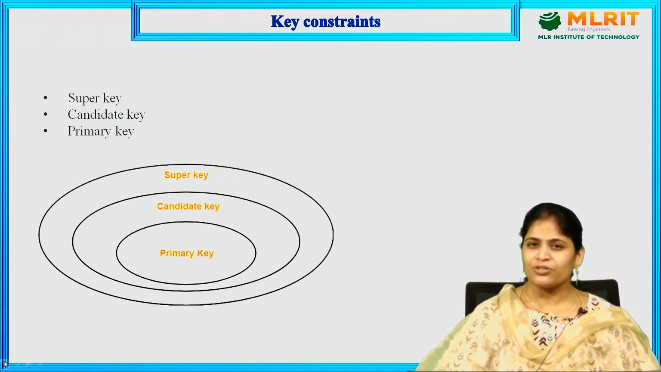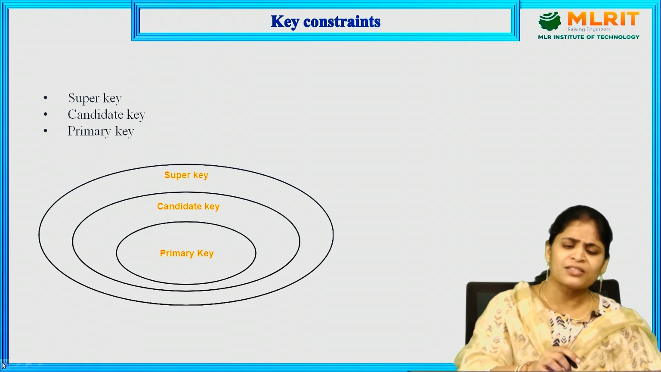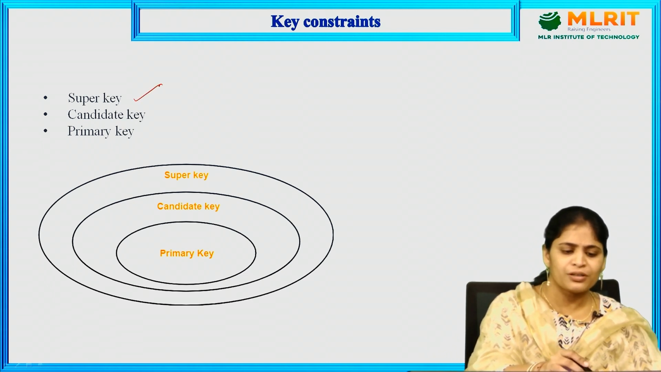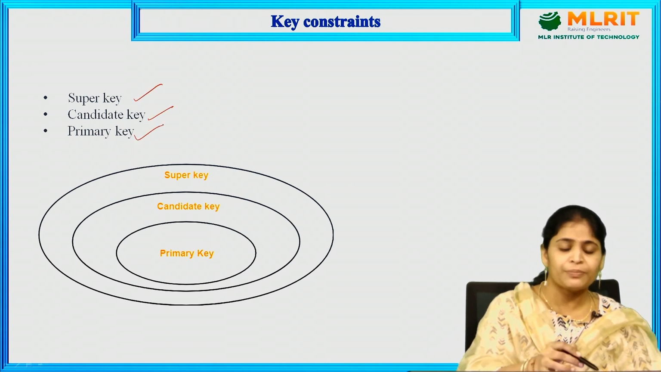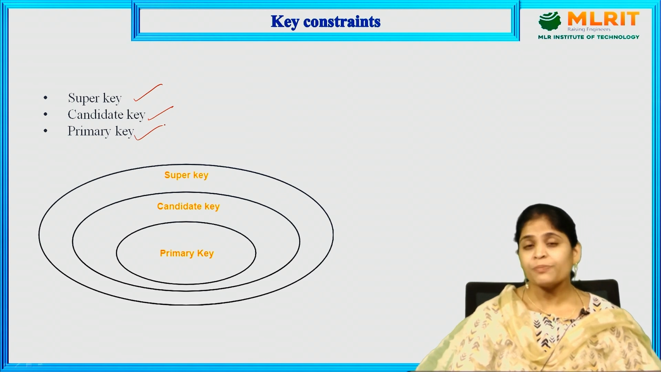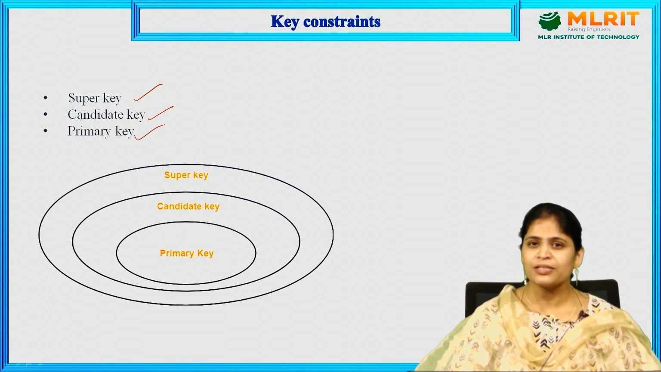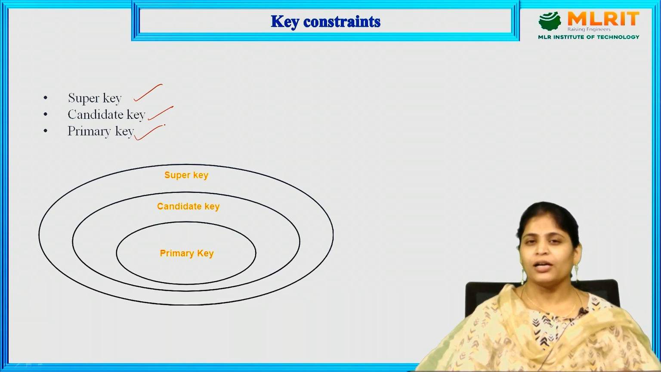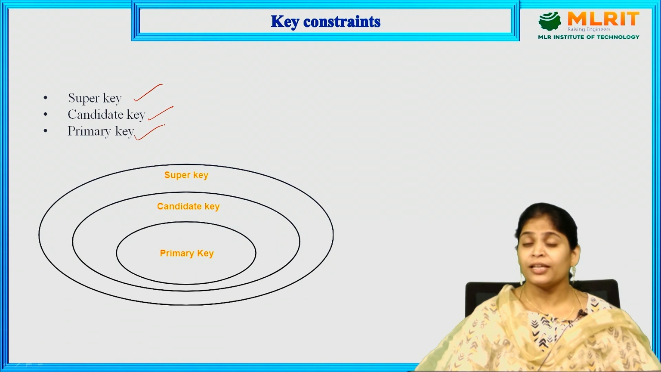So key constraints. The basic keys in DBMS that we use are super key, candidate key and primary key. We all know what a primary key is. A primary key is used to identify the elements in a unique manner. So if an attribute has been represented as a primary key, then the values of that attribute must be unique.